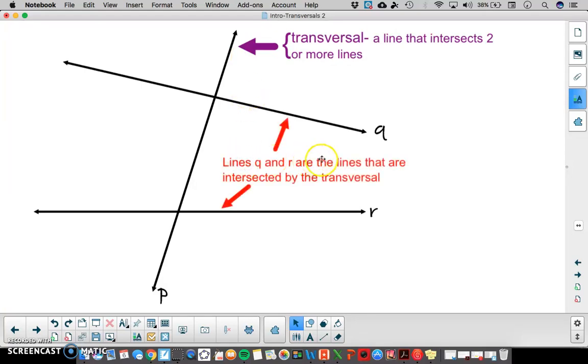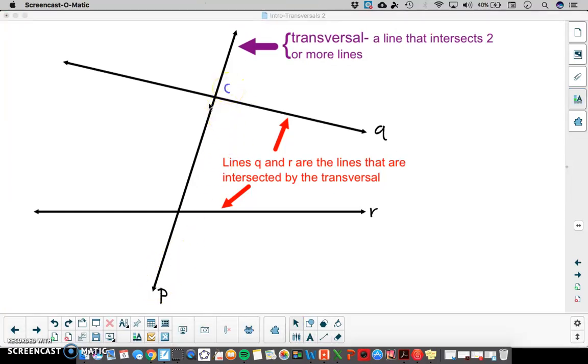Lines Q and R are the lines that are intersected by the transversal P. So Q and R here, if they were extended, notice they would intersect somewhere over here. Then we could consider Q a transversal once it intersected both P and R. Because in this diagram it doesn't currently do that, we wouldn't consider it the transversal for this diagram. We would only consider it line P.